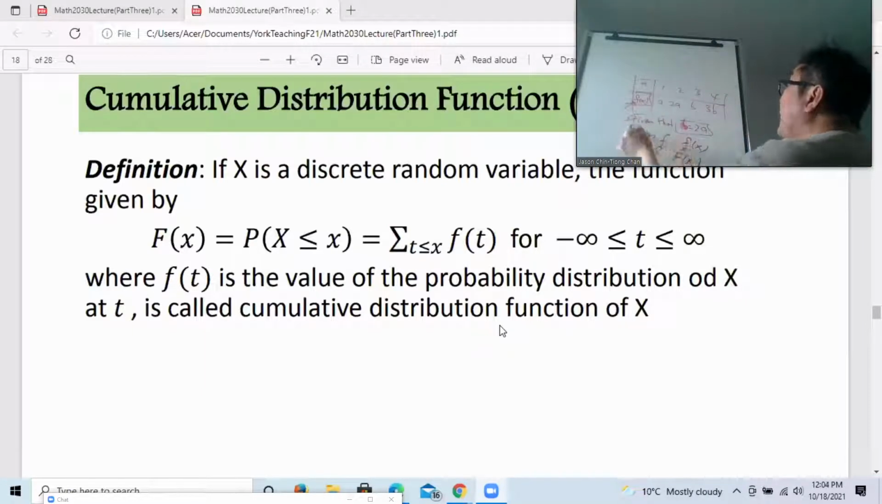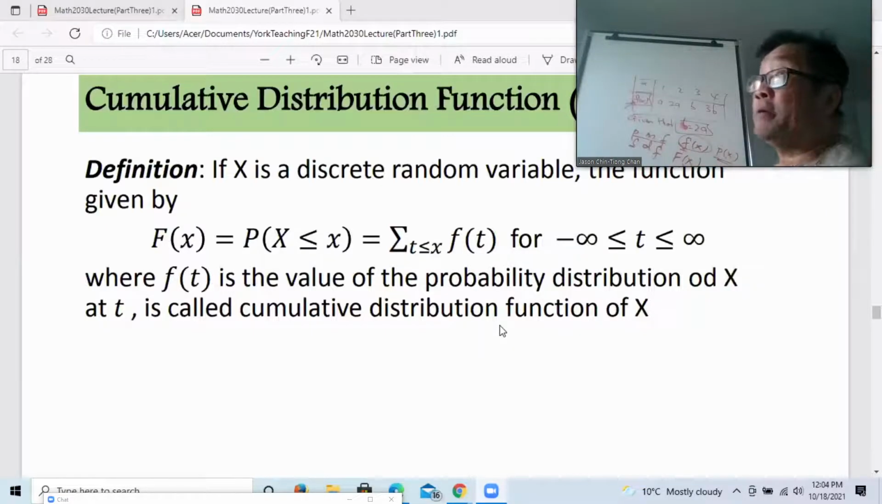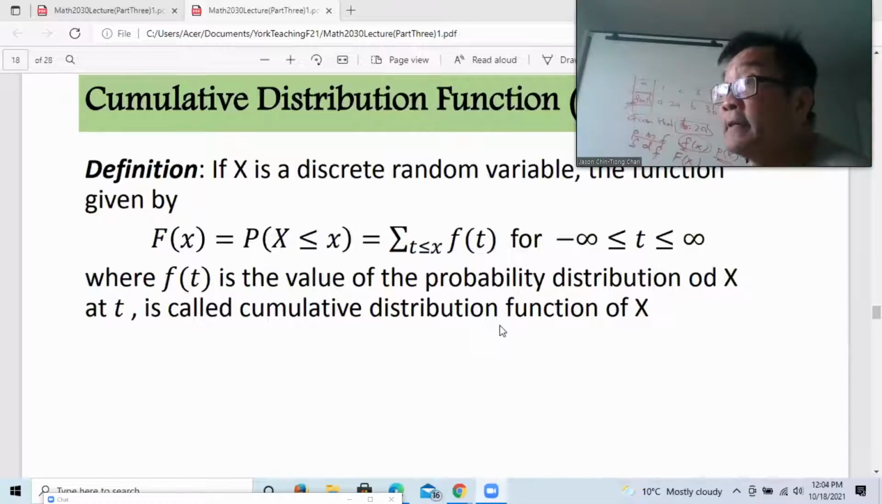Yes. PMF, you can use f of x, or you can use this one. P stands for probability. So far, so good?